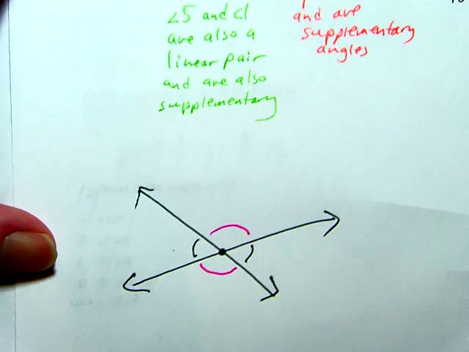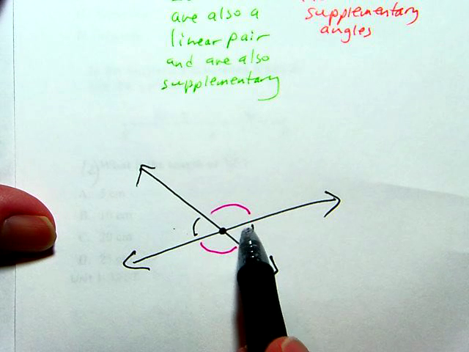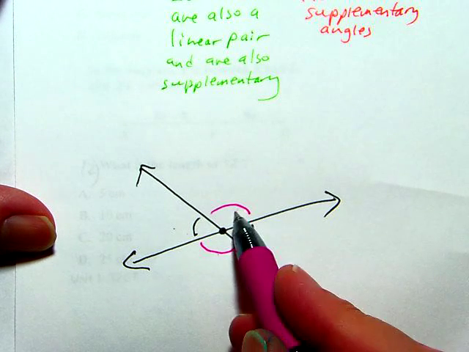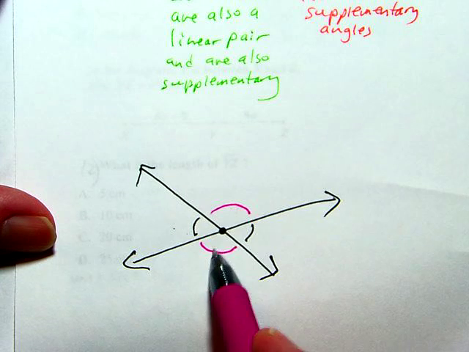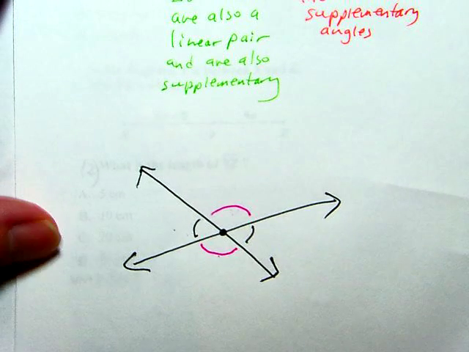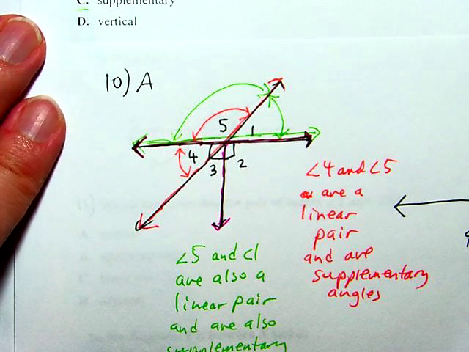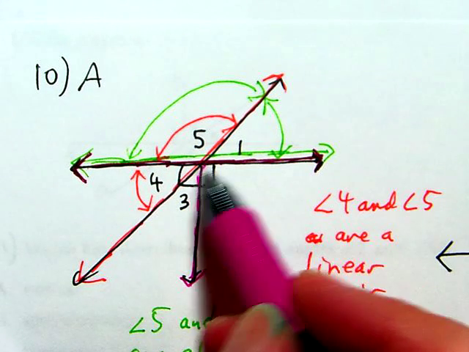Every time 2 lines cross, there are 2 pairs of vertical angles formed. The black angles are 1 pair of vertical angles, and this pink set of angles is another pair of vertical angles. Angles are vertical angles when they share the same vertex, and they're on opposite sides of the vertex when 2 lines intersect. So now knowing that, let's go back to this diagram. Can we find a pair of vertical angles? I think we can. 1 and 4.